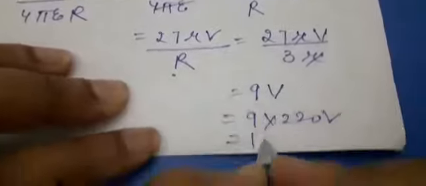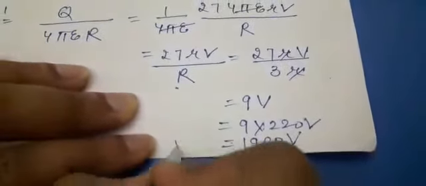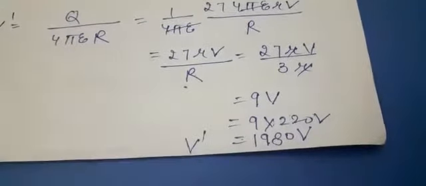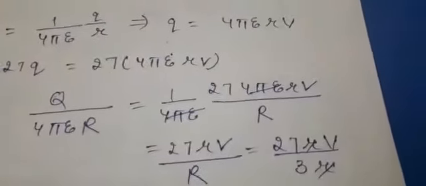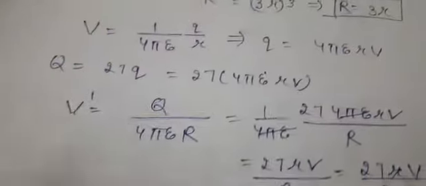So here it will be 1980 volt. So potential comes out to be this one. So this is the numerical. Let me recapitulate all the steps. As the big drop has been given, formed by combining 27 drops.